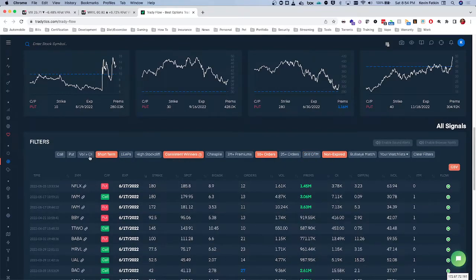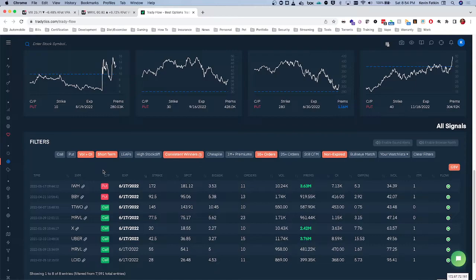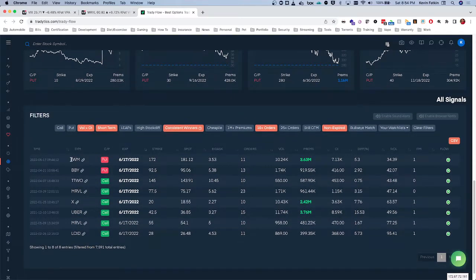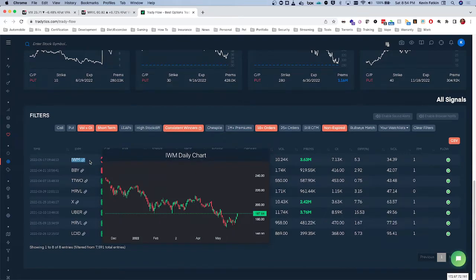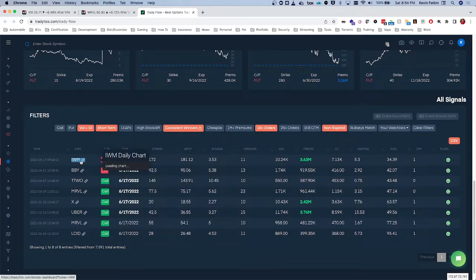So if I turn this off and turn volume greater than open interest, let's start going through these, and you'll see right away we have IWM. Now that's an ETF, which we're not going to be covering in this video. And that's also a cool feature. If you hover over these, you can actually load the daily chart, which is very useful. Of course, it's not loading now that I said that, but you might have just seen it a moment ago.